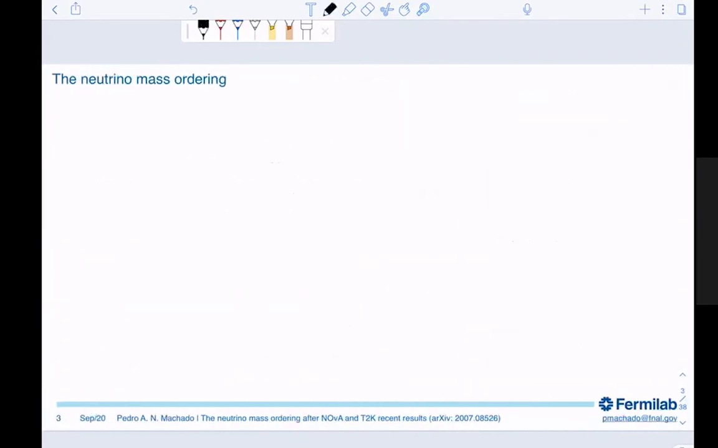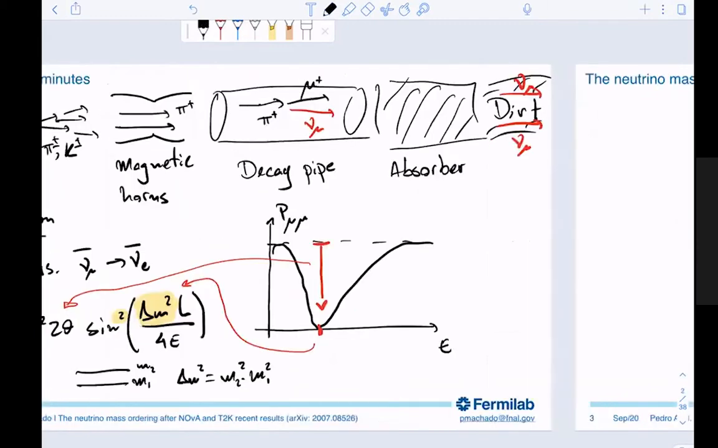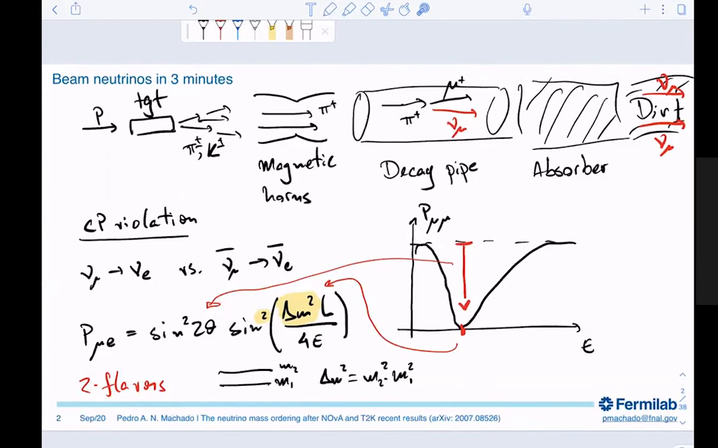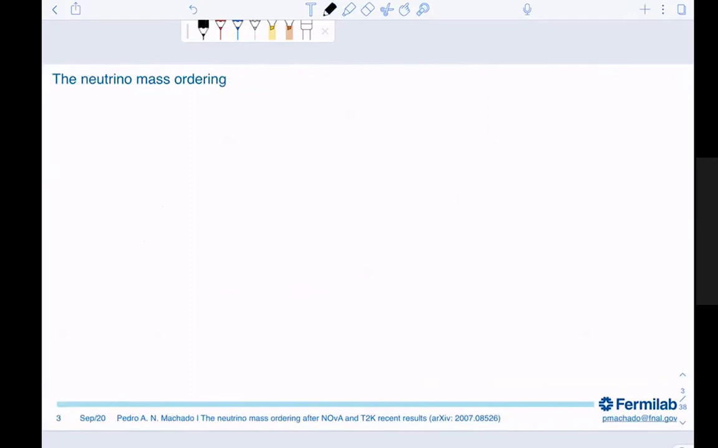Now, what we're going to talk about is the mass ordering. So let me define for you the mass ordering. By looking at these kinds of probabilities, we have seen oscillations consistent with 2 oscillation frequencies, right? So we have 2 oscillation frequencies.